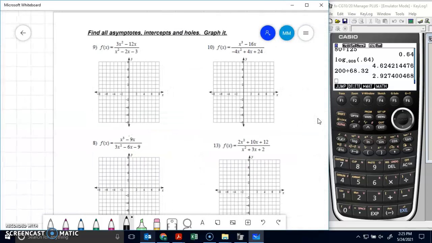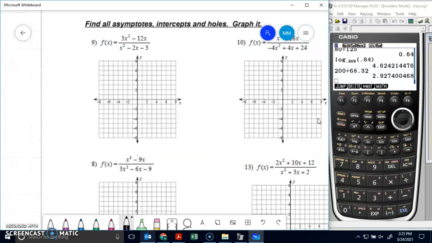We just came through this. So I'm going to start with number 9. I'm going to factor and cancel this by taking a 3x out, and we get x minus 4, and factoring this into x minus 3 and x plus 1.